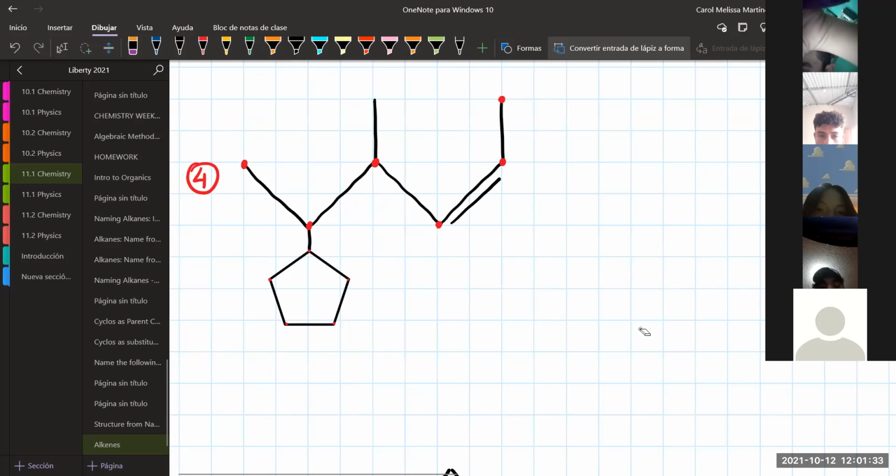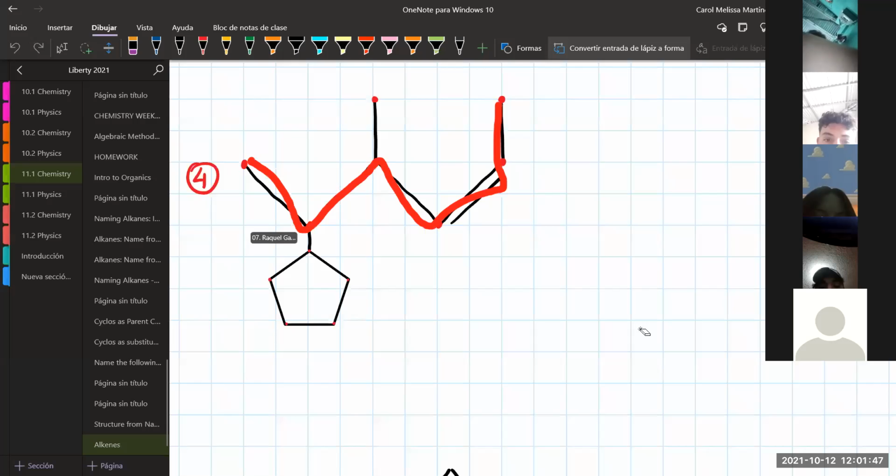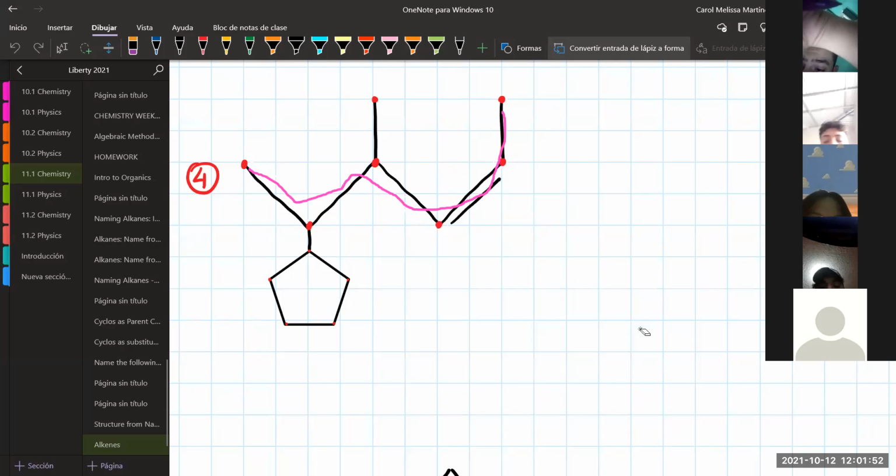What is going to be the parent chain in this example? That is correct. That is the parent chain. So I highlight the parent chain and voila. Now where is the double bond located? Right or left? Right. It is on the right side, okay?